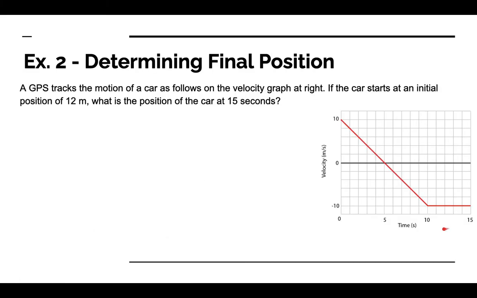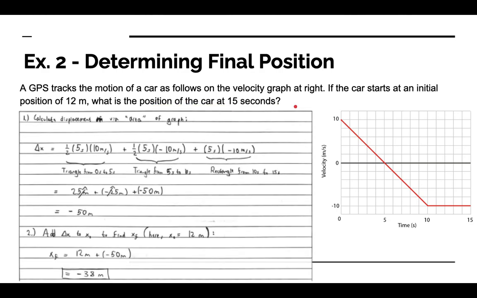So let's see what this looks like in practice. A GPS tracks the motion of a car as follows on the velocity graph at right. If the car starts at an initial position of 12 meters, what is the position of the car at 15 seconds? So what we can do right here is break it up into time intervals and calculate our displacement over each time interval. So we see that our displacement is going to be a triangle from 0 to 5 seconds, another triangle from 5 to 10 seconds, and a rectangle from 10 to 15 seconds.